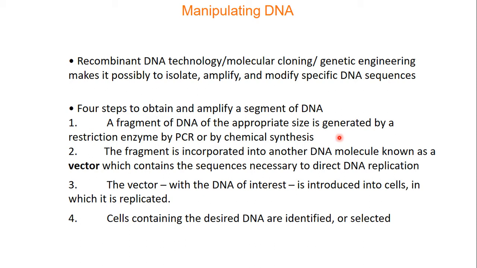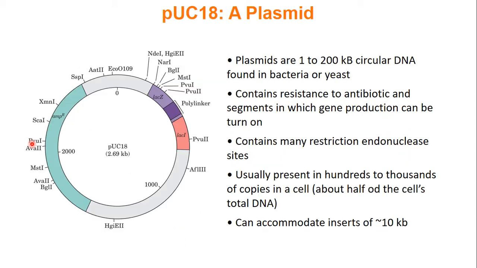We need to incorporate that fragment into another DNA molecule. That other molecule is called a vector. And when we have the vector with our DNA, we need to put it into a cell to replicate it. And then once we have our vector inside the cell, we have to be able to distinguish those cells from cells that don't have vectors. So we're going to talk about these 4 steps on how to obtain and amplify a segment of DNA.